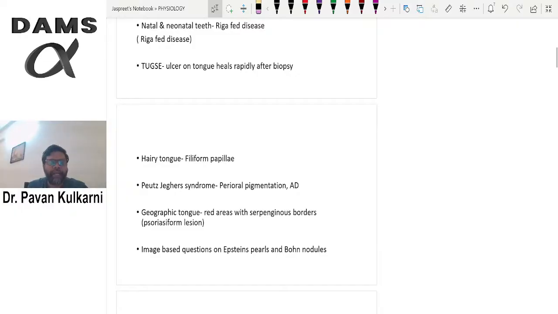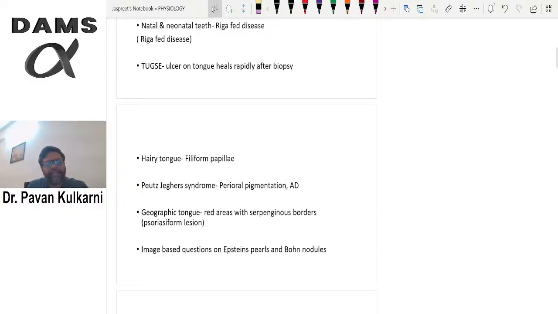They'll ask you on geographic tongue. What is geographic tongue? They'll show you an image of geographic tongue and ask you to diagnose it. Or they'll ask, this particular condition has histological features similar to which of the following skin disorders, like psoriasis. Psoriasis also will have Munro's abscess. Similarly, geographic tongue also will have Munro's abscess. Again, that is a very commonly, frequently asked question. So, geographic tongue.